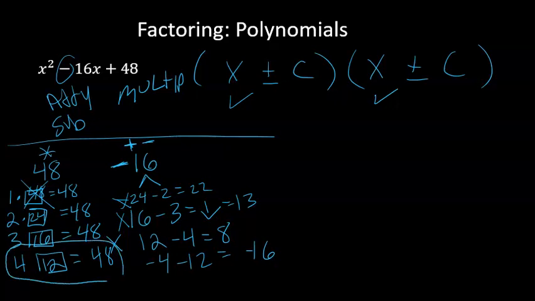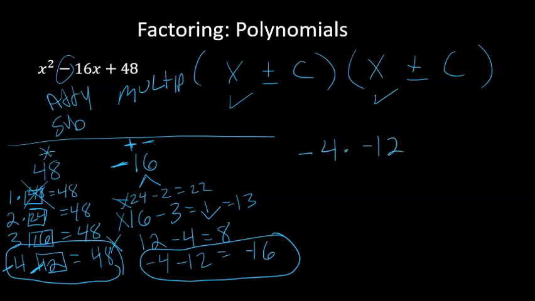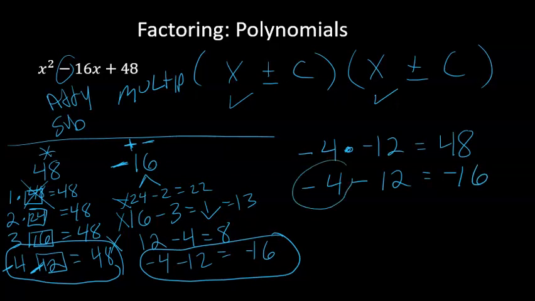So it looks like these are working really well. So these can be negative. I could do negative 4 times negative 12 gives me 48. And if I do negative 4 minus 12, it gives me negative 16. I got the same numbers right here.